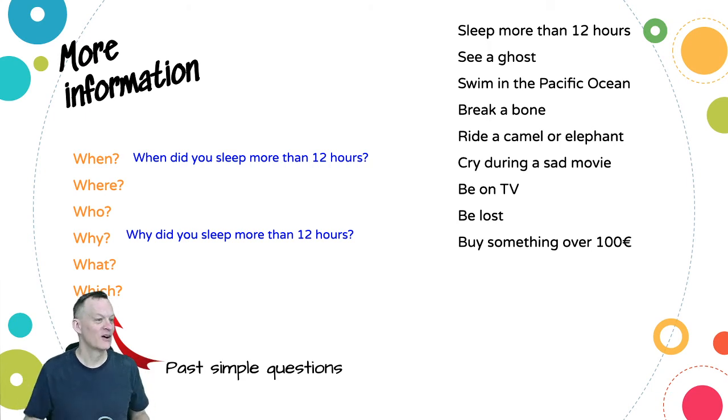The grammar's perfect. So I want you to tell me in 2 or 3 sentences an experience you've had using one of the prompts that you see here. Okay, so sleep more than 12 hours, seen a ghost, swim in the Pacific Ocean, break a bone. Tell me the experience using the present perfect, and then tell me one piece of additional information about that experience using the past simple. So, for example, I have slept more than 12 hours. I was 15 years old, and I was in my bed, for example, yeah?